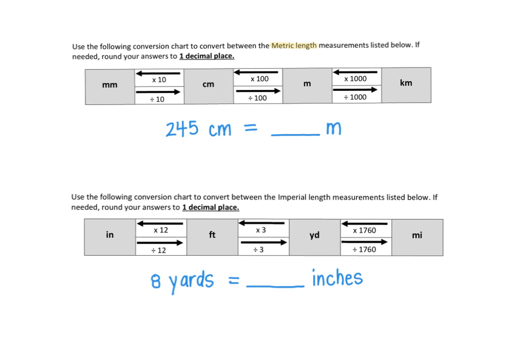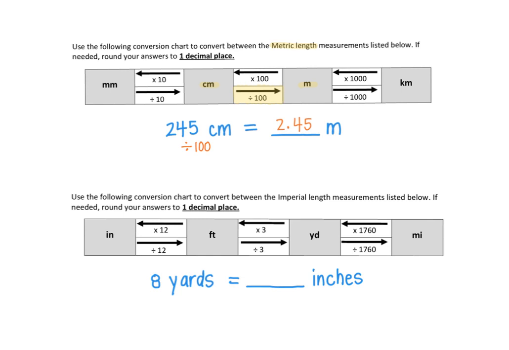If we start with 245 centimeters and we want to go to meters, you can see that on our chart it tells us that to get from centimeters to meters we're going to need to divide by 100. So if we divide 245 by 100, we will get 2.45 meters. So 245 centimeters is equal to 2.45 meters.